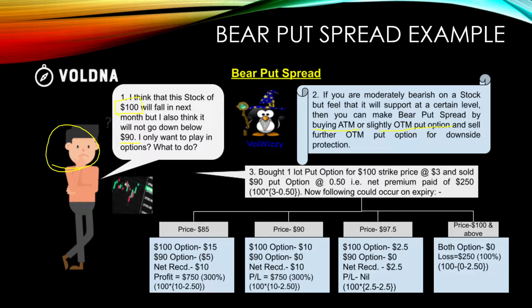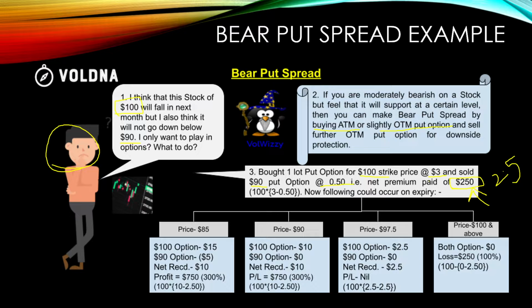He bought one lot of the $100 strike put option at $3 per option, and he sold the $90 put option for $0.50. So $3 minus $0.50 is $2.5, and assuming a lot size of 100, he paid a net premium of $250. This is his maximum loss, because in a debit strategy you cannot lose more than what you have paid in premium. So his maximum loss is limited to $250.